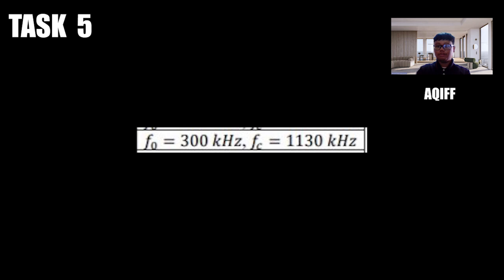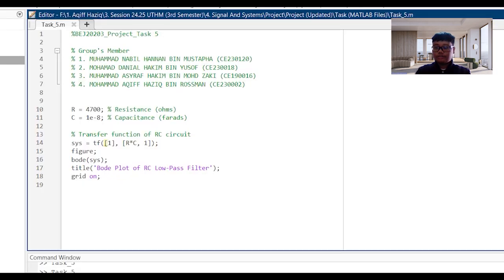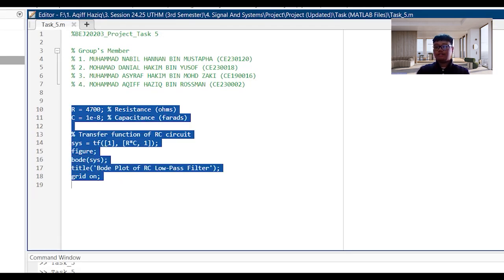Our group got the value of f0 as 300 kHz and Fc, the cutoff frequency, as 1130 kHz. After manual calculation on finding the value of resistor and capacitor, the value of the resistor is 140.85 ohm, and for the capacitor, 1 nanofarad. Then we need to create the transfer function of the RC circuit in MATLAB.